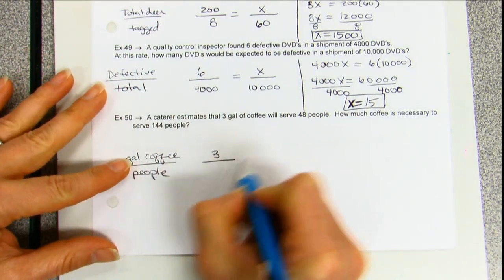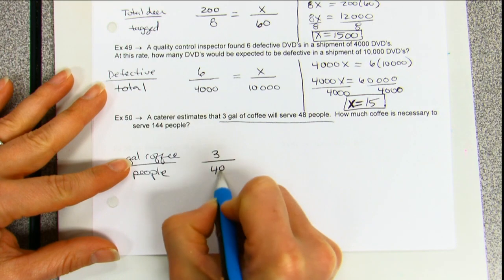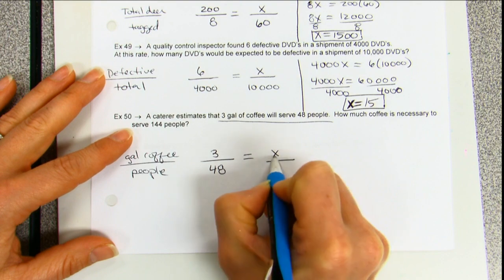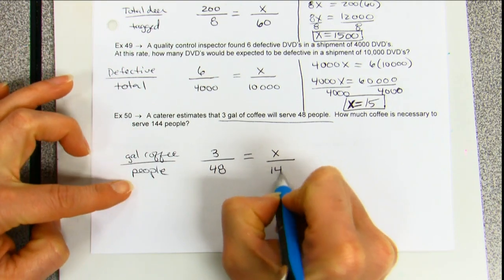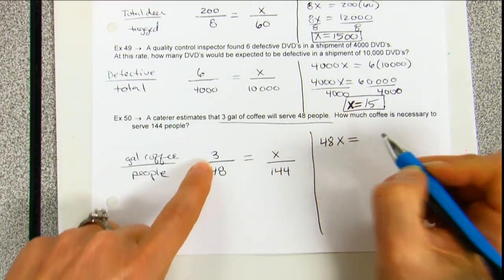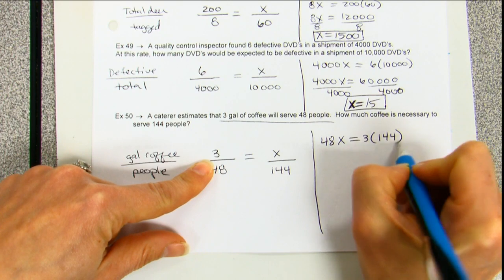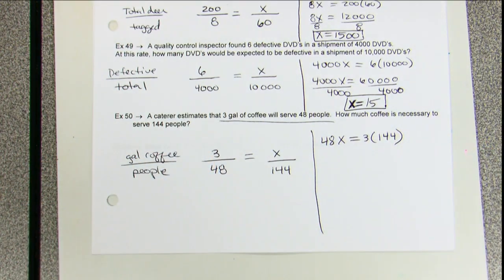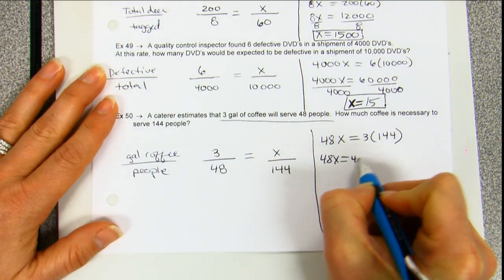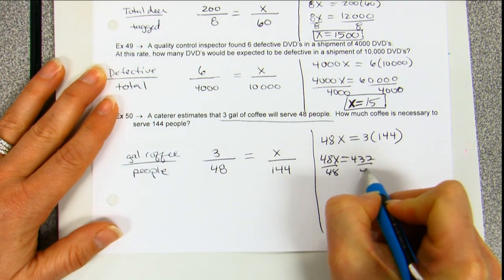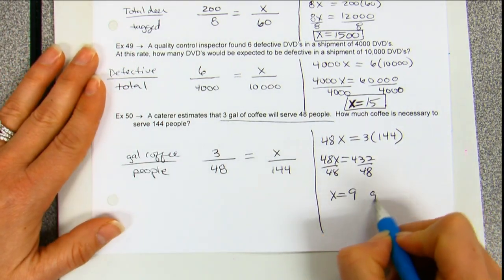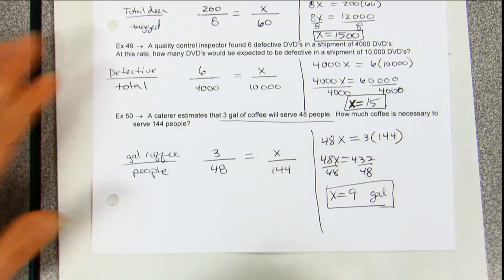So 3 gallons will serve 48 people, so 3 over 48 equals how much coffee is necessary to serve. So I don't know how much coffee, but I'm going to serve 144 people. So solving, I have 48x equals 3 times 144. So we need to do that multiplication of 3 times 144. So 48x equals 432. And divide by 48 to get X by itself, so that would be 9. About 9 gallons of coffee to serve 144 people.